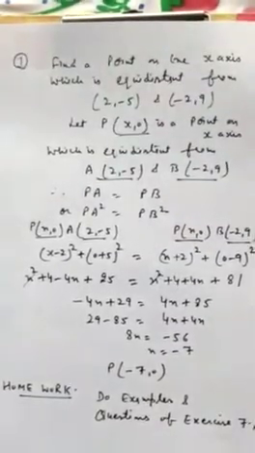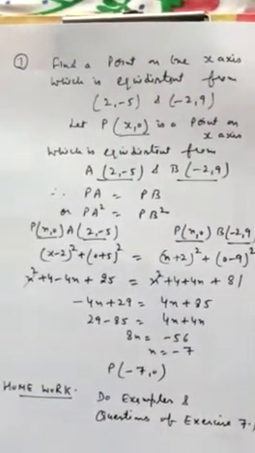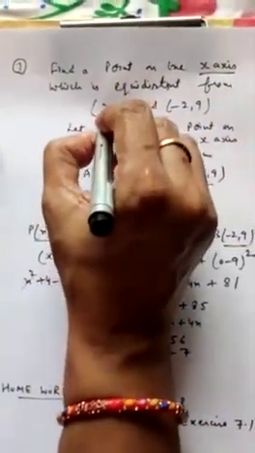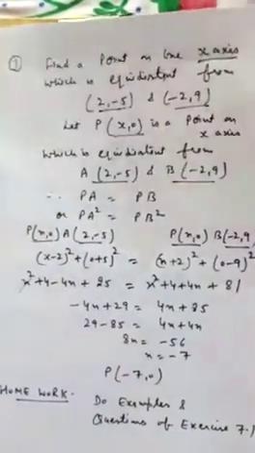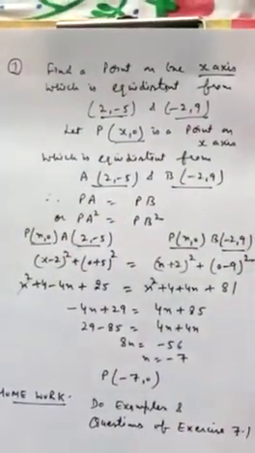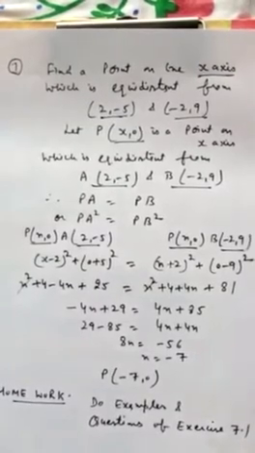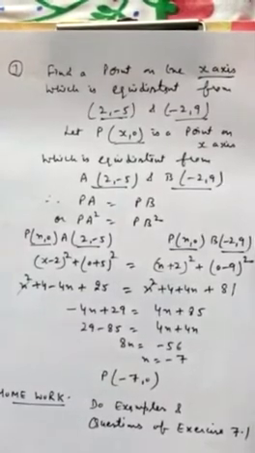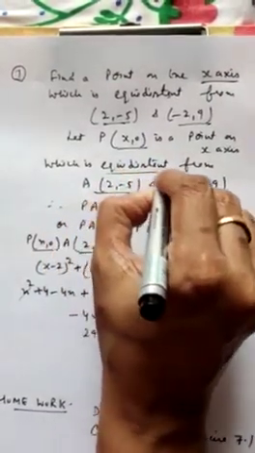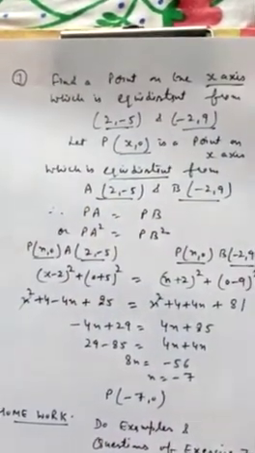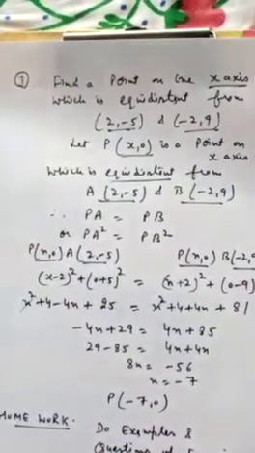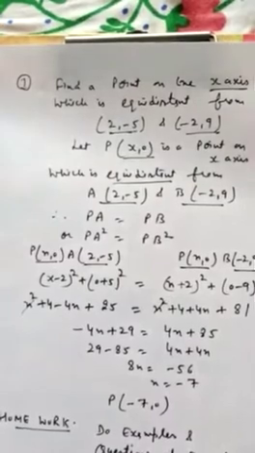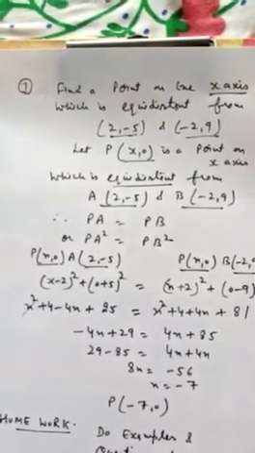Now question number 7 of exercise 7.1. Find a point on the x-axis which is equidistant from these 2 points. Now if a point is on the x-axis, let it be P, its coordinates are (x, 0). Equidistant means at equal distance. P is equidistant from A and B, which means the distances of P from A and B are equal, or we can say PA is equal to PB.